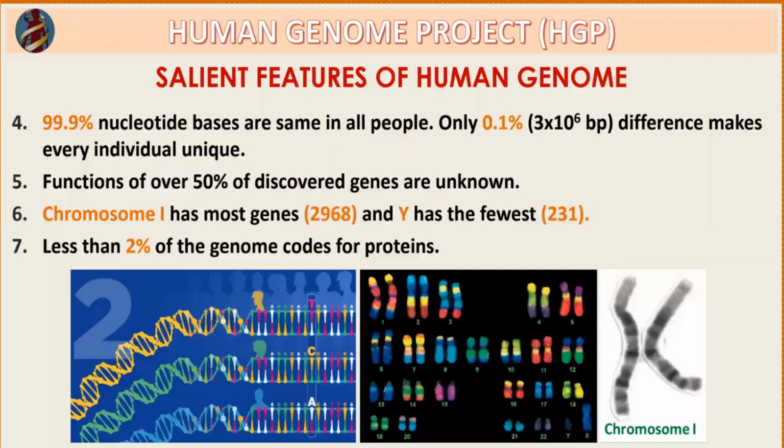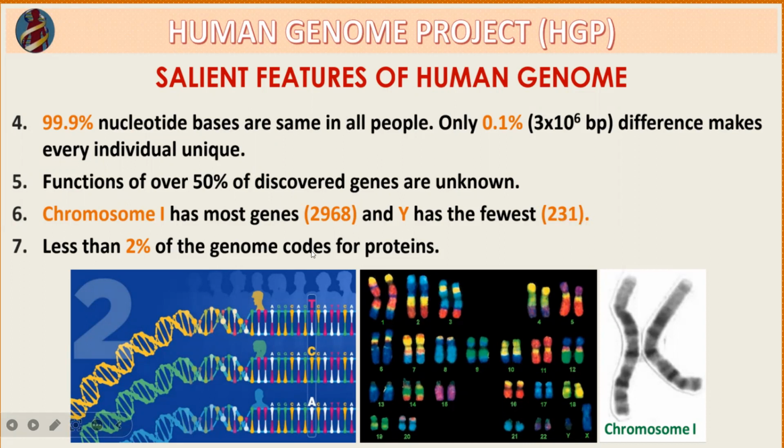Okay. So, salient features of the human genome. 99.9% of the nucleotides are the same in all humans. So all will have almost 99.9% same sequences. Only 0.1% is different, which makes every individual unique. Only 0.1% difference is there in the DNA. Functions of over 50% of discovered genes are known. For 50% of the discovered genes which are found, the function is known. Chromosome 1 has the most genes, that is 2968, and chromosome Y has the fewest.